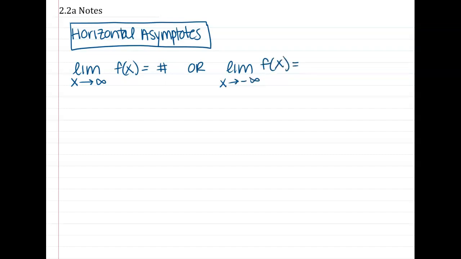Hello, let's talk about horizontal asymptotes, 2.2a. All right, these occur when the limit as x approaches infinity of f of x equals some number, or the limit as x approaches negative infinity of f of x equals some number.